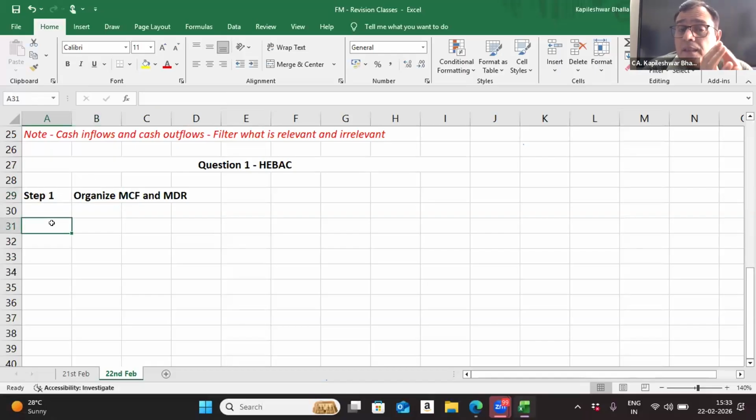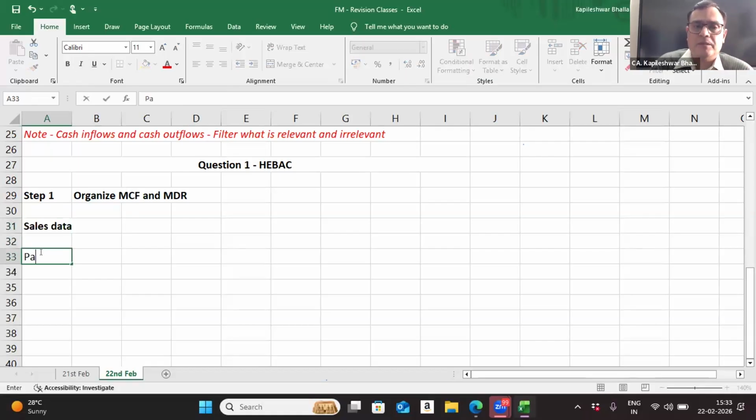Now, let's do one thing. Let's first focus on the MCF data. Every piece of information is to be organized in MCF terms. One thing is either you organize this in step 1 or you organize this in step number 2B, when you go to calculate the CFAT. My advice is to organize it here itself. So let's organize the sales data first.